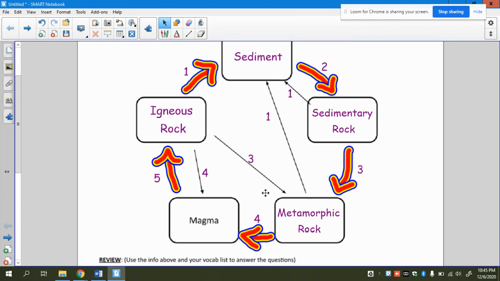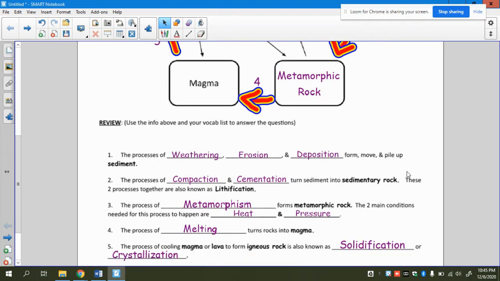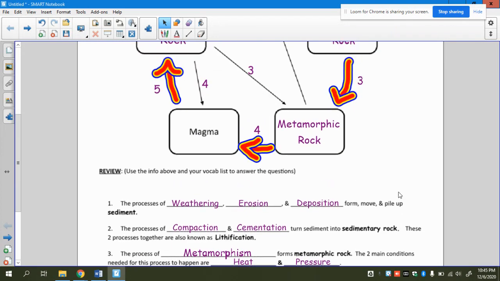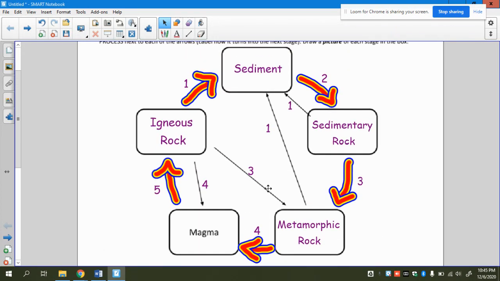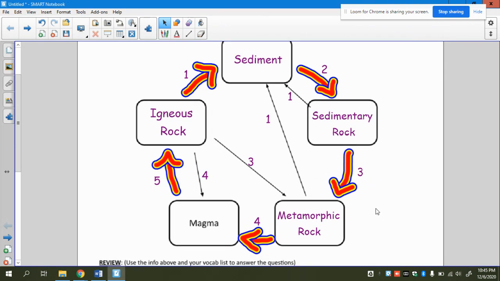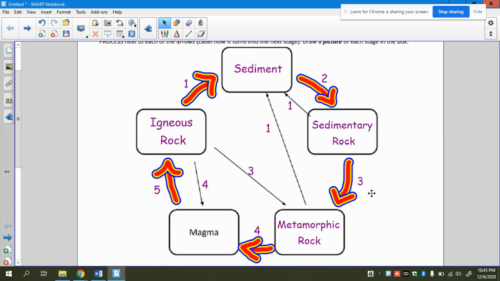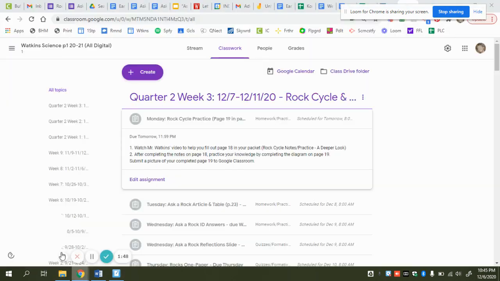So now I've got my diagram. That's kind of our basic thing that we need to know. How these things turn into each other. What do these arrows mean? Okay. And then just what can turn into what. So that's what we're going to study. That's what we're going to practice here today. And that's what we need to learn. So if you guys have questions on that, please let me know.